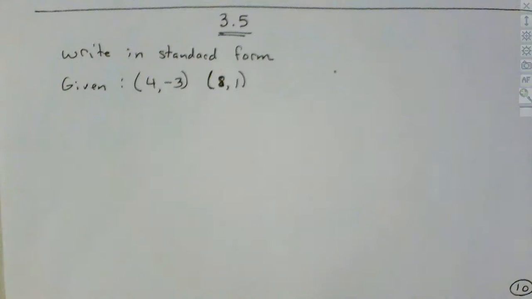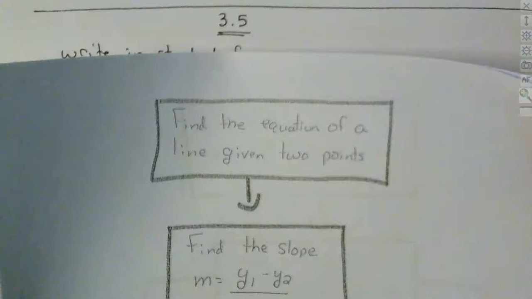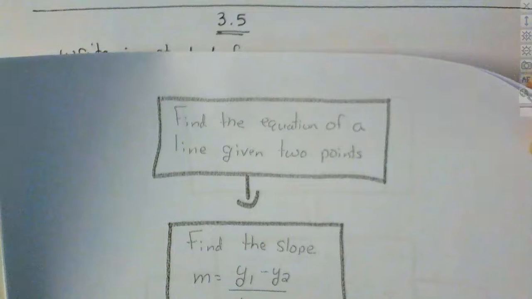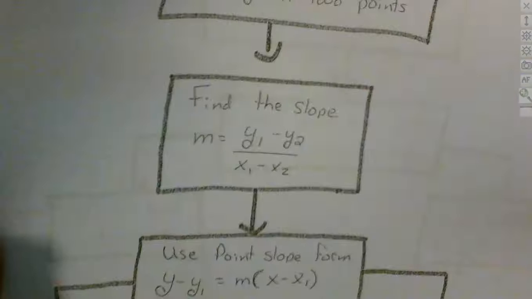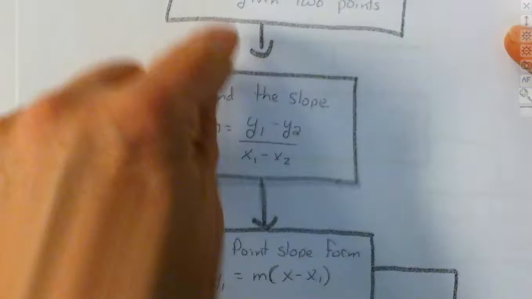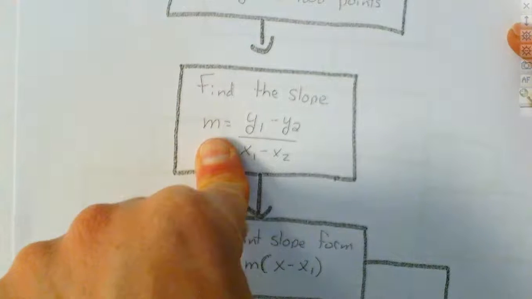Now, again, what do we have? We think about what we've got. We do not have a slope. What do we have? We have 2 points. So if we have 2 points, what's my first step? Calculate the slope. So let's do that.